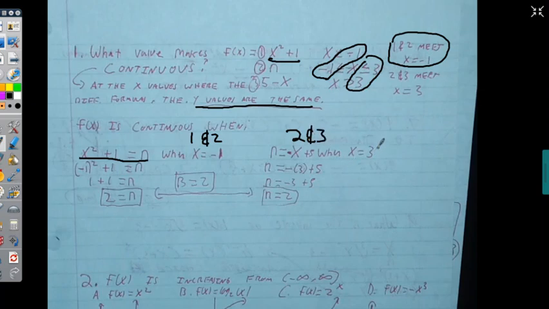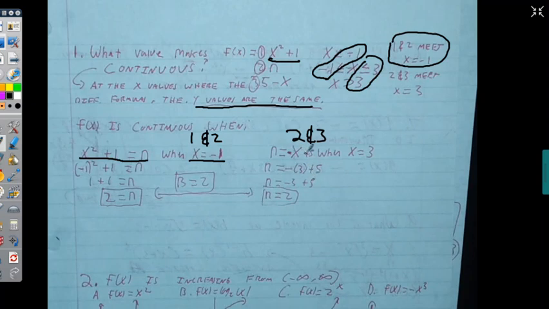So you have x squared plus 1 equals n, and x is equal to negative 1, so we plug in negative 1. x squared becomes negative 1 squared, plus 1, equals n. Negative 1 squared is 1. 1 plus 1 is 2. 2 is equal to n.